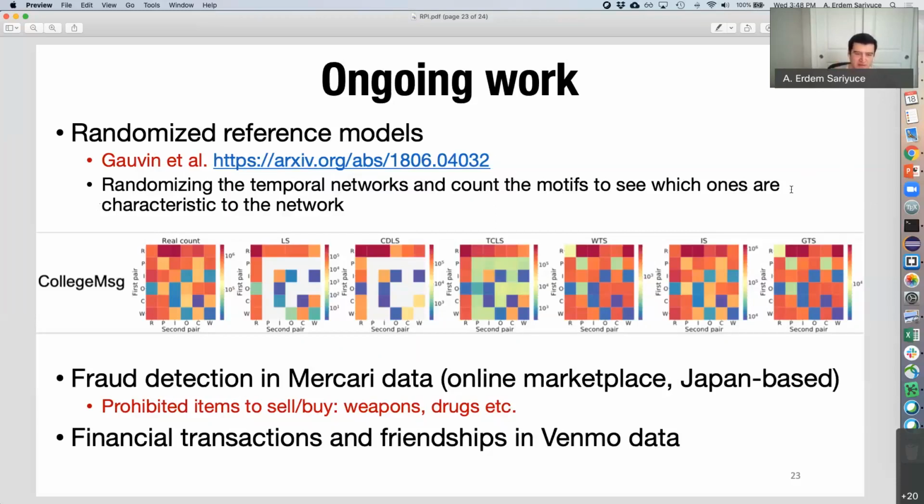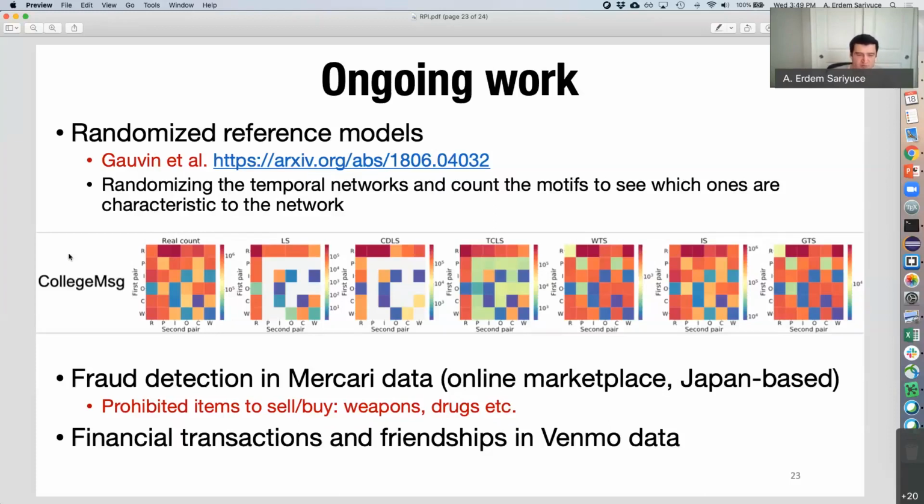We are also working on this Mercari data. Mercari is an online marketplace, Japan-based. I think they had some US investments as well, but it is not there anymore, I believe. So we got the data from them, and the main problem they are dealing with is preventing the selling or the purchase of these prohibited items like weapons, drugs, etc. And we are looking at whether the temporal motif profile like this heat map can tell us something about the fraud and the normal transactions. So the hardest thing is to find the transactions that are labeled as fraud, and we are lucky to have this data from Mercari.